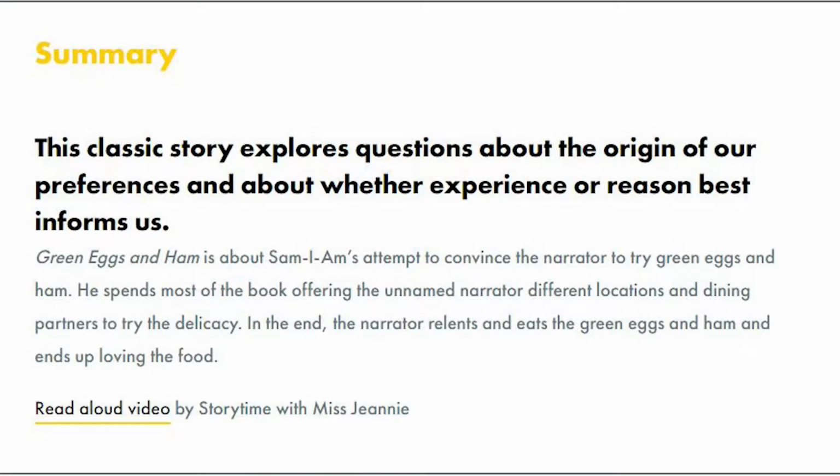The first section is the abstract. This is pretty much a short summary of the research paper itself. If we were to apply this to Green Eggs and Ham, it would pretty much be a summary or a blurb of the book. So, if you haven't read the book, Green Eggs and Ham is about this character called Sam I Am, and he attempts to convince the narrator, who's pretty much unnamed through the entire book, to try these mystery foods called green eggs and ham. Sam I Am spends most of the book offering the unnamed narrator different locations and dining partners to try the green eggs and ham, and in the end, the narrator relents and eats the green eggs and ham and ends up loving the food.